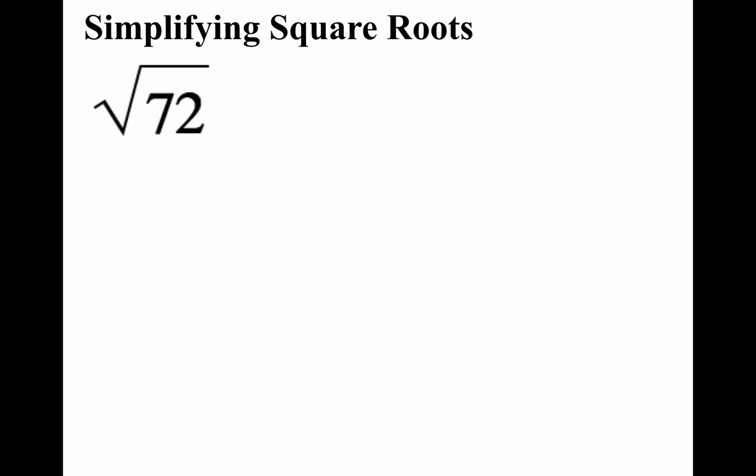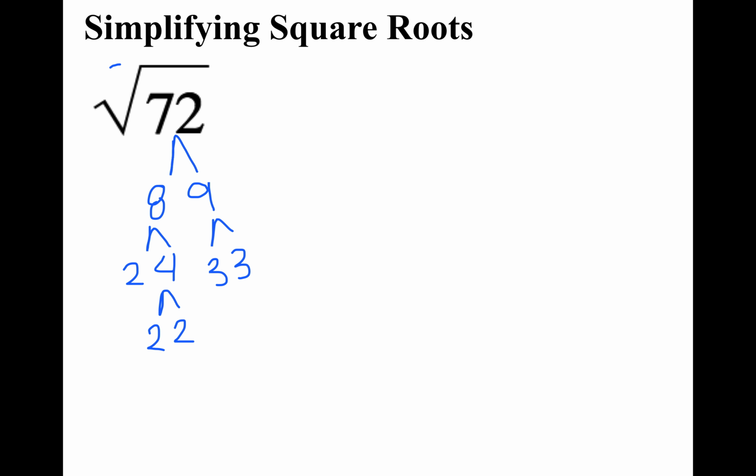If I have the square root of 72, I can do the same thing. Well, I know that 72 is 8 times 9, and I can break each of these down. This is 2 times 4, 2 times 2, and then 9 is 3 times 3. So when I'm simplifying a square root, I'm looking for groups of 2 because if you square root something that's squared, it cancels out.